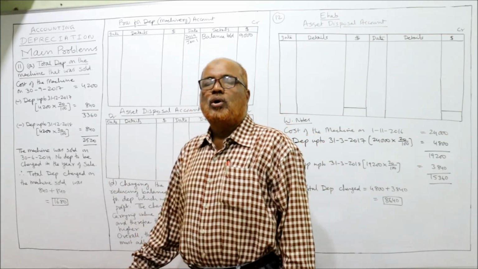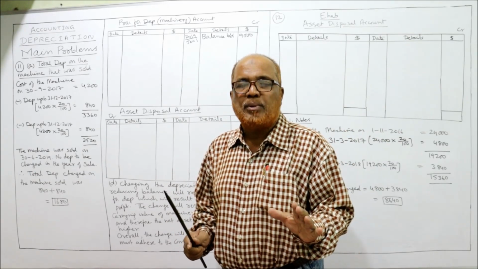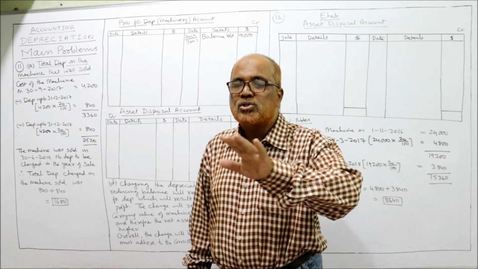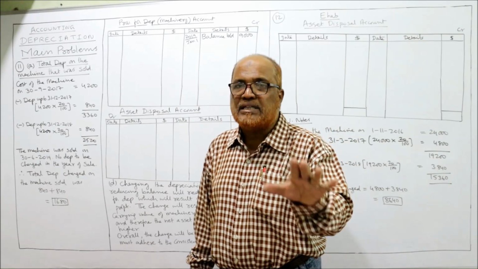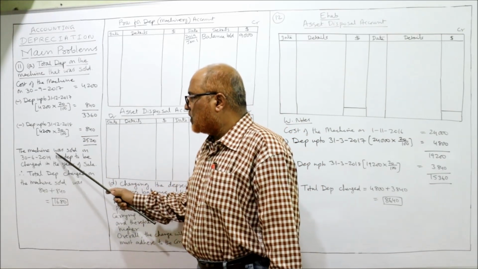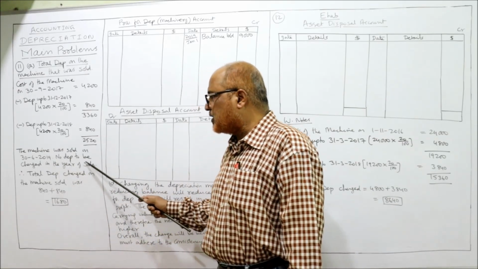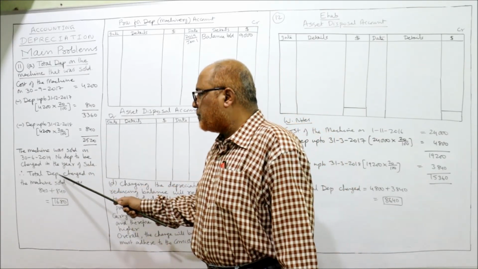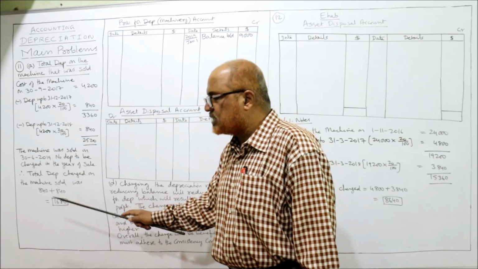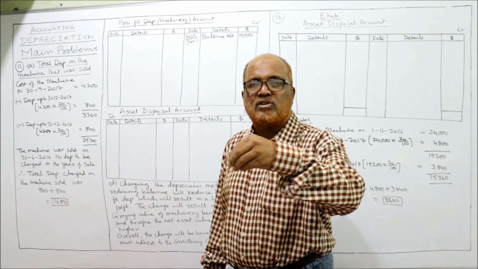Now it is asking, what is the total depreciation on the machine which is sold? No depreciation will be provided in the year of sale. The year of sale is 2019, so we will not provide any depreciation for 2019. Only 2 years, 17 and 18. The machine was sold on 30th June 2019. No depreciation is charged in the year of sale, as given in the problem. Total depreciation charged on the machine sold is 840 plus 840, 1,680. First question completed. What is the total depreciation on that machine which was sold?